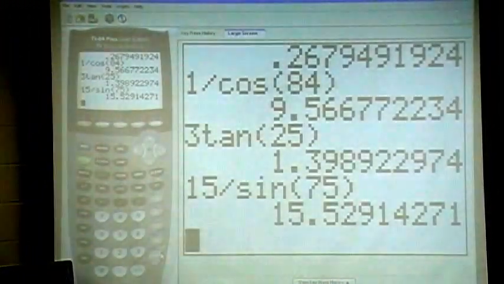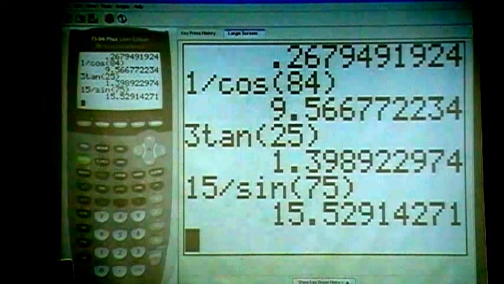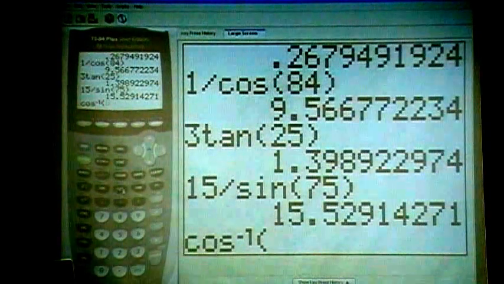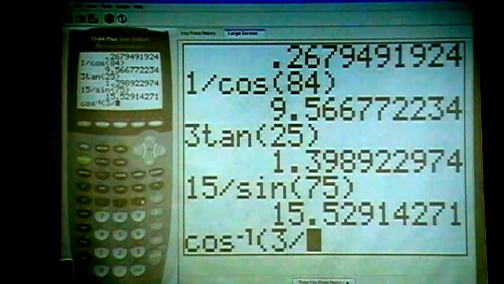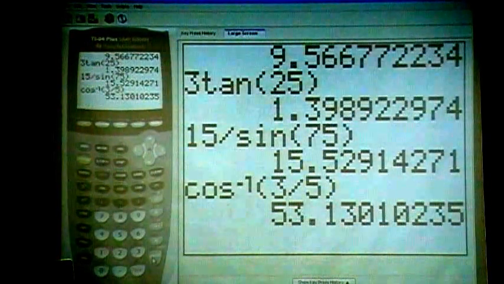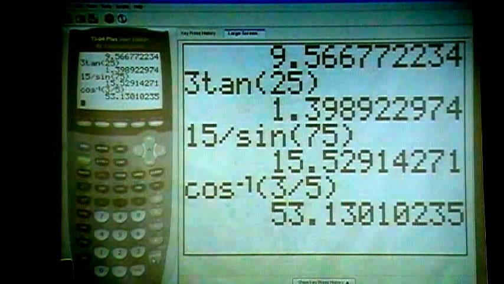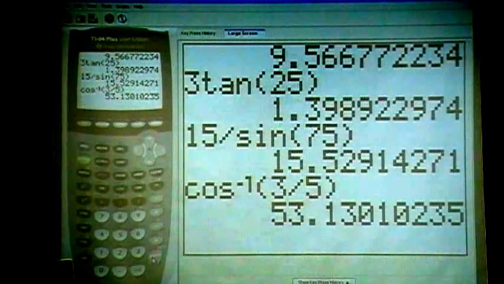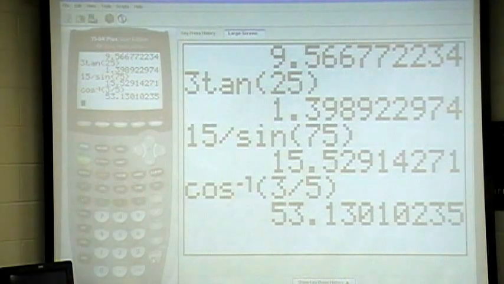So if I'm going to evaluate inverse cosine of 3/5, I'm going to hit that second cosine button. There's my inverse cosine of 3/5. Just punch it into the calculator, and it's going to spit out the angle. Cosine gives me a ratio of sides. Inverse cosine gives me the angle. So this angle is 53.13 degrees.